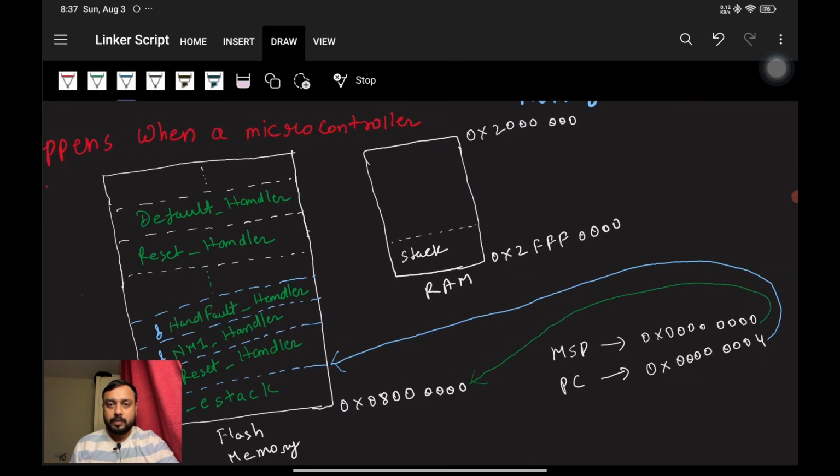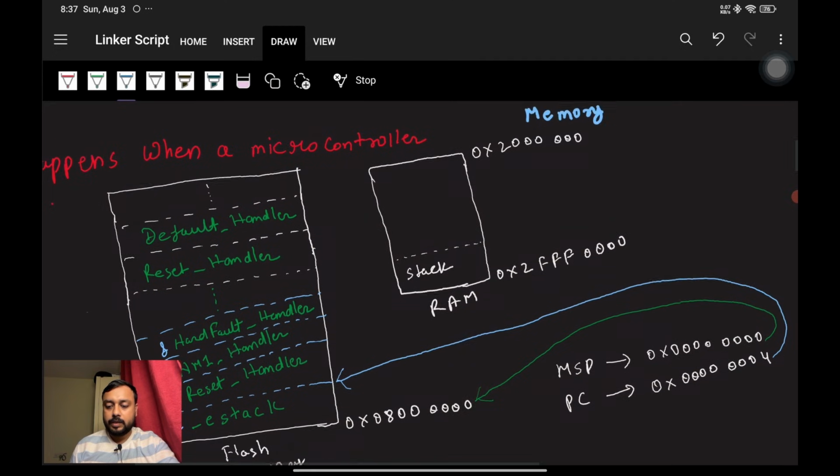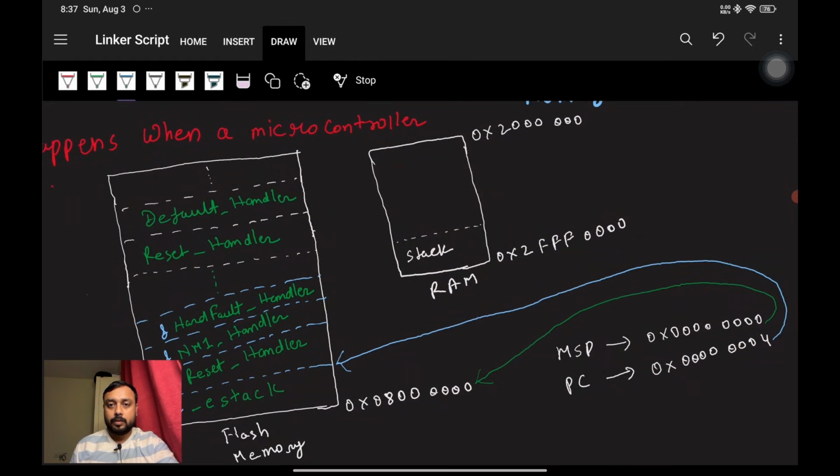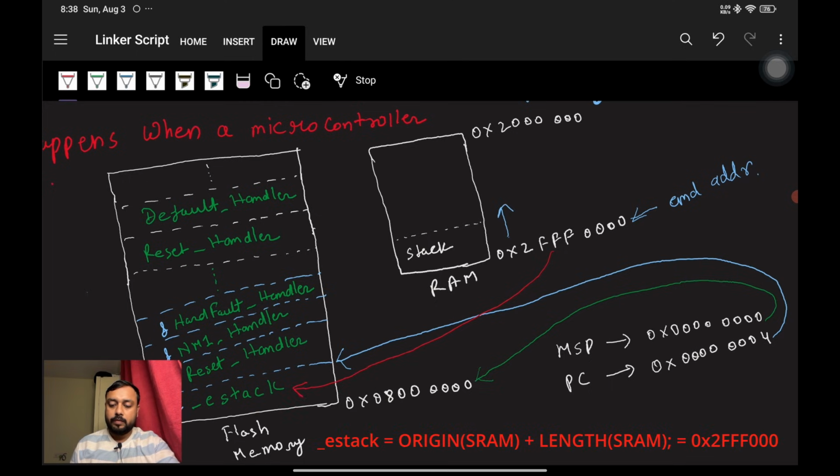So what is MSP? Main stack pointer, which means we should keep the address of the stack. And what is the address of the stack? That is nothing but the end address of the RAM. Why? Because in the STM32F407, the stack grows downward. Since the stack grows downward, in the RAM we will start the stack from the end address, and then it will grow downward. So that's why the last address of the RAM should be available at the flash memory starting address. MSP will load with the last address of the RAM, which is a valid stack pointer.